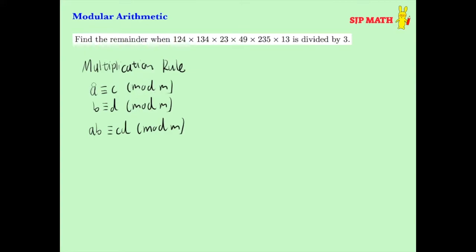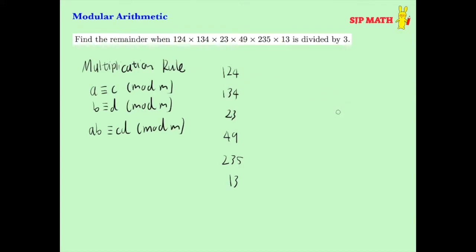So what this tells us is that the product of all the numbers on this side is congruent to the product of the numbers on this side, mod M. So let's keep that fact in mind and try solving this problem using this rule. It's in a really similar fashion to the problem that we solved previously. So let's list out all these numbers again: 124, 134, 23, 49, 235, and 13.